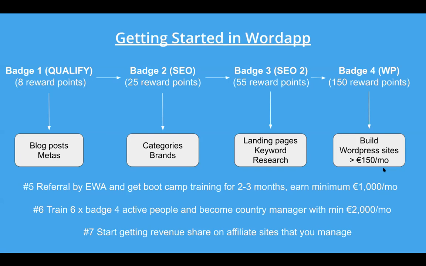And after that, batch 4, where you actually have to build a WordPress site. Now, from any point on, if you qualify for any of the batches, you will get access to work in WordApp. But once you've reached level 4, batch 4 in WordApp, that means that you're actually self-sufficient. So you don't have to wait for Claire to talk to any clients and upload any tasks.